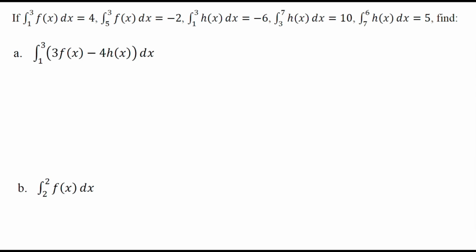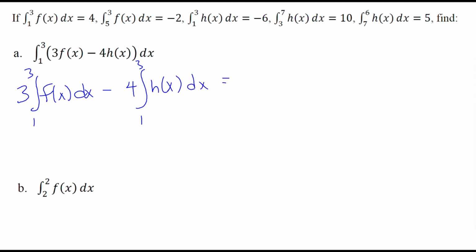Next up, we're going to look at these problems where we have some known integral values of functions, and we're going to evaluate some other integrals that involve those functions. So we want the integral from 1 to 3 of 3f of x minus 4h of x. Well, really what that is, it's 3 times the integral from 1 to 3 of f of x dx minus 4 times the integral from 1 to 3 of h of x dx.